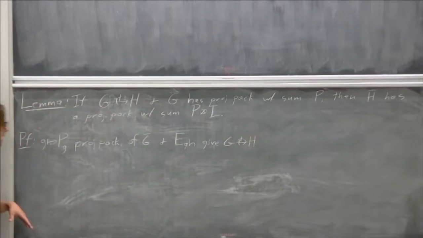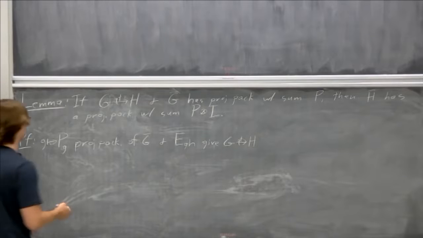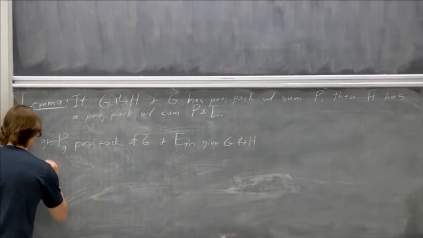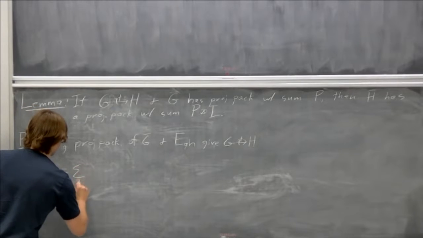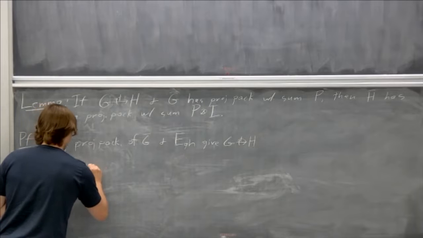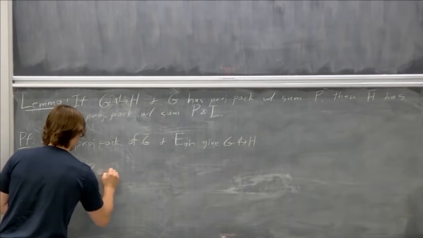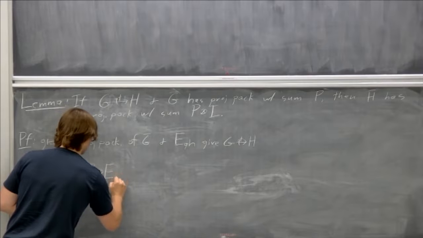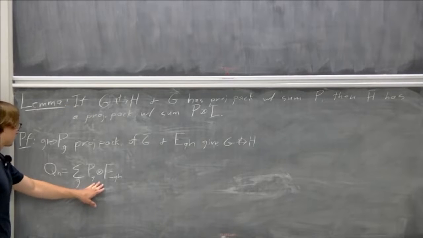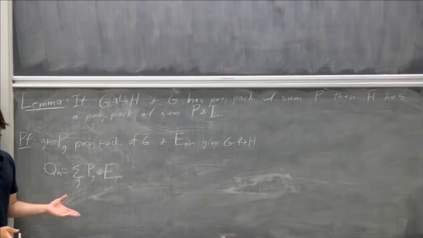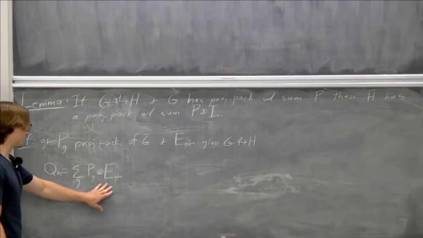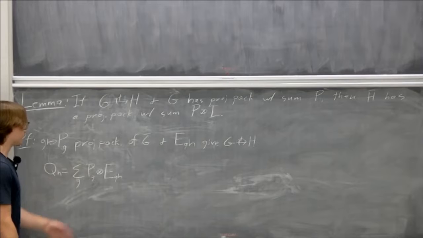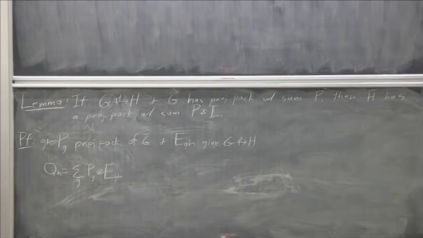We want to define now a projective packing of H bar. So we would define, let's say, Q of H is going to be equal to the sum over G of P sub G tensor E G H. All right, great. Again, we have to check that it's a projective packing of H bar, right? I mean, we need to check that this is a projection. But that just follows from conditions on the PGs and the EGHs.